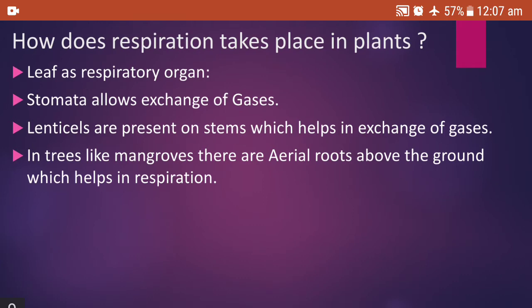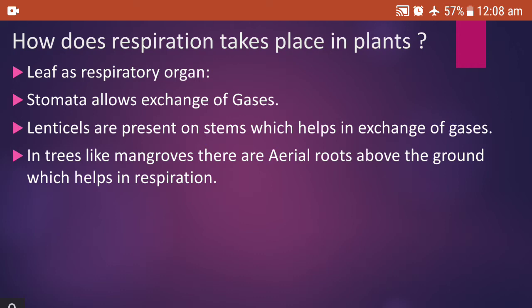Then how does respiration take place in plants? As we all know, plants also do respiration along with photosynthesis. Sometimes leaves act as the respiratory organ, so the exchange of gases takes place through the stomata. Stomata allow the exchange of gases. And sometimes lenticels are present on the stems, which help in the exchange of gases. And in trees like mangroves there are aerial roots above the ground which help in respiration.